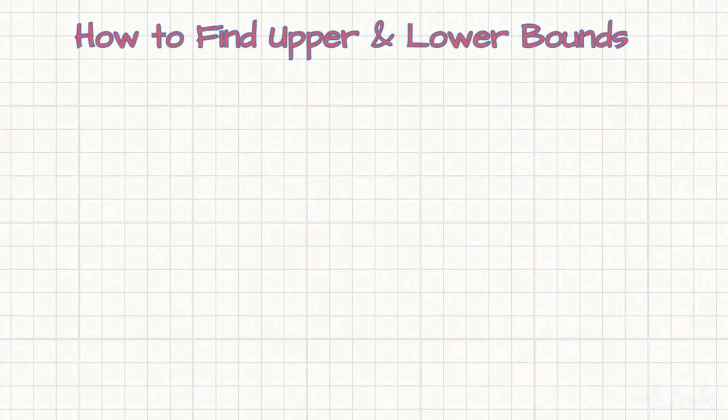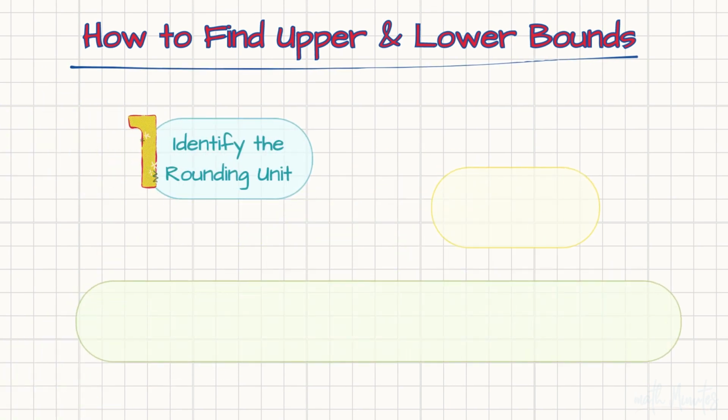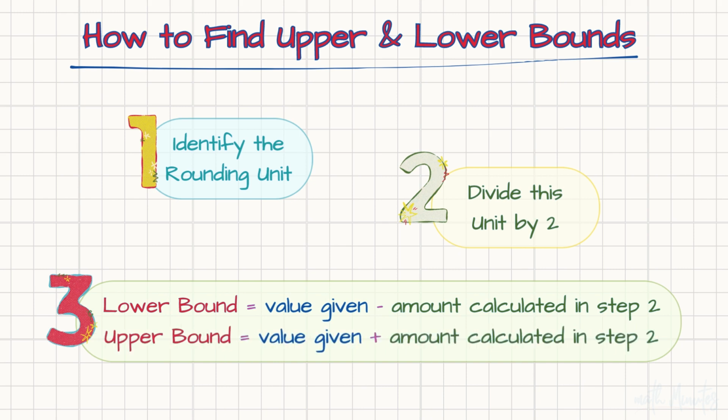Let's look more precisely at how we can find the upper and lower bounds. First, we must identify the rounding unit, or the place value to which our number has been rounded. Now, for any rounding unit, we can see that the actual value that a number could be is up to half a unit larger or smaller. So, we divide the rounding unit by 2. The final step is to subtract this number from the number given to find the lower bound, and to add this amount to the number given to find the upper bound.